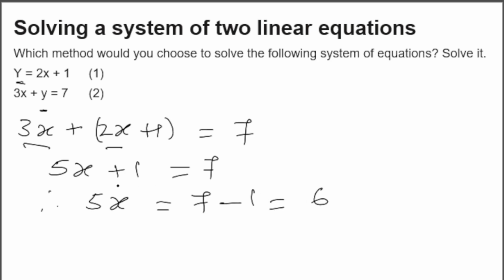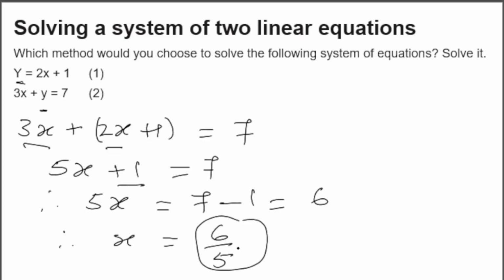We have shifted this 1 to the right hand side, and when we shift this 1 to the right hand side, the sign will be changed and it will be minus 1. Or you can say we have subtracted 1 from both sides. In both ways, we get 7 minus 1, that is equal to 6. Therefore, x is equal to 6 upon 5. So this is the value of x. So we have found one variable.